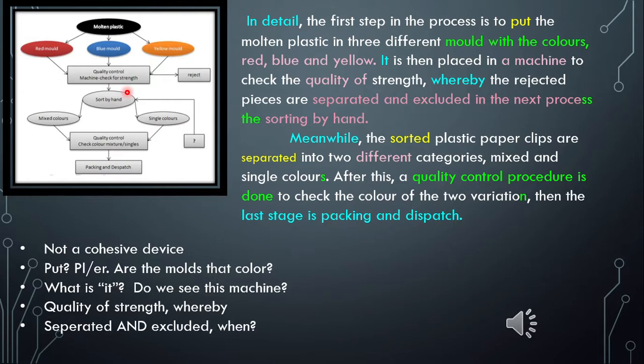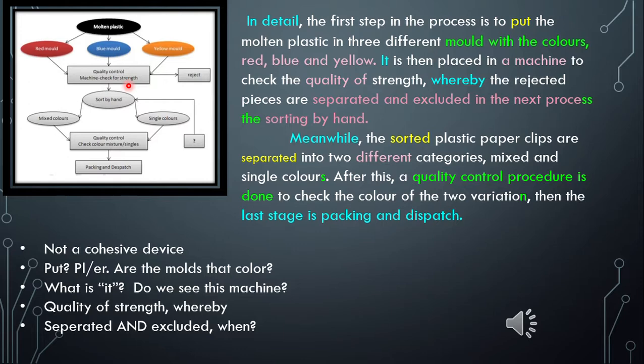Both. When? In the next process. Oh, it's okay. The next thing is not a process. It's a stage or a step. Process, comma. We don't need the. Just sorting by hand. And here you're going to lose it because the rejected pieces are separated in the sorting by hand. No, it does not show that. The rejected pieces are separated during the quality control, not during the sort by hand. So that's an inaccurate detail, I'm afraid.